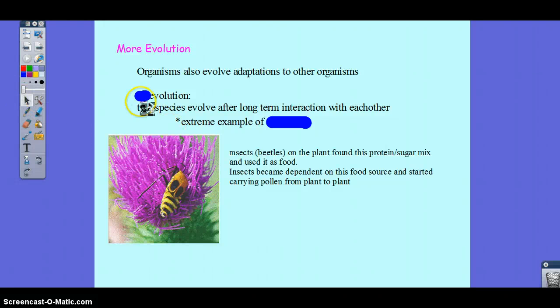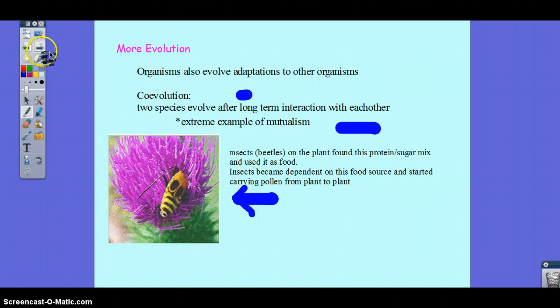Okay, so more evolution. Coevolution, when you see that word, think of mutualism. When you think of mutualism, remember that it's two species evolving over time to live closely together. It's a symbiotic relationship. And a perfect example, which will be a definite question on the AP exam, is pollination. Pollination is an extreme case of mutualism, and it's a perfect example of coevolution.